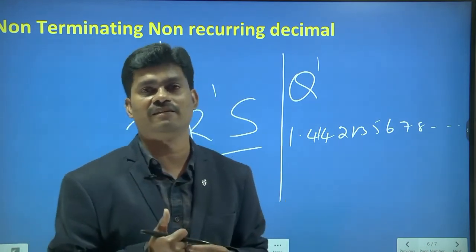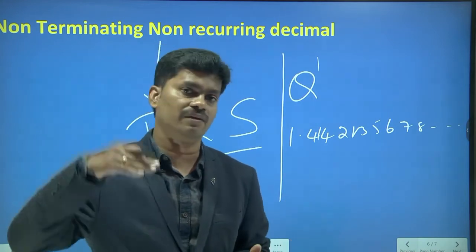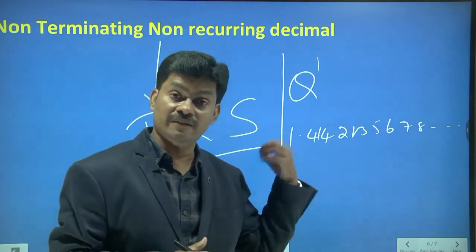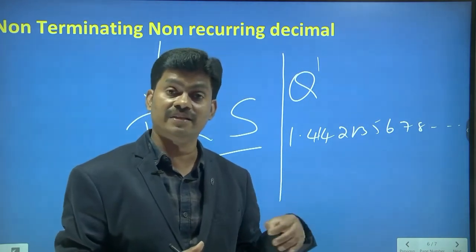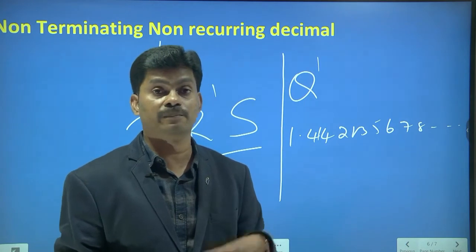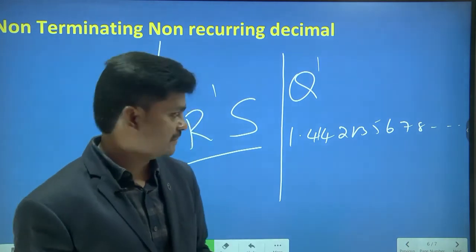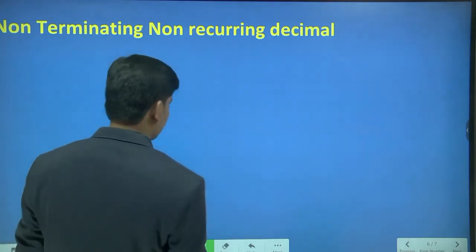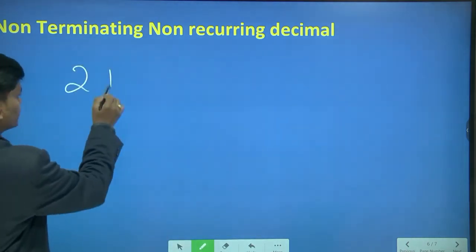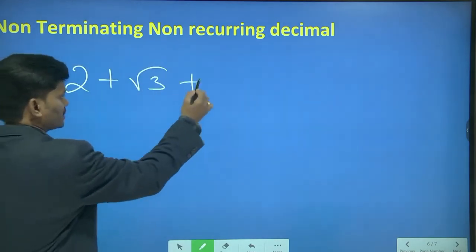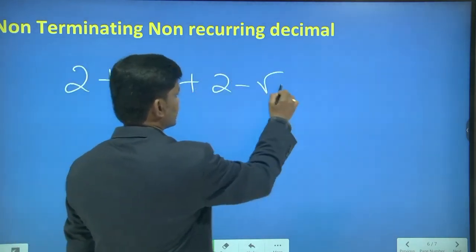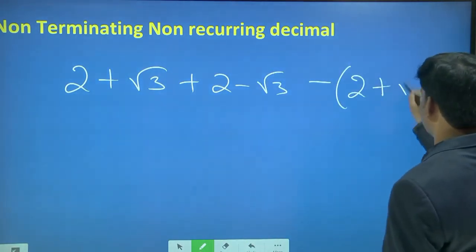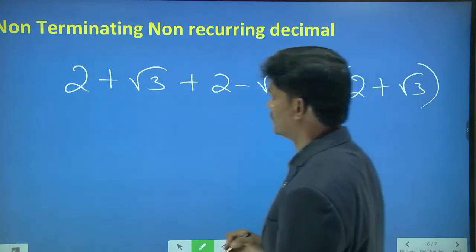Why do we learn all these fundamentals and basics? We can go directly to the problems, no? What is the need of learning the definition of a rational number, the definition of an irrational number, the definition of a mixed recurring decimal? Sometimes the question will be given like this: (2 + root 3) + (2 minus root 3) minus (2 + root 3). This is the question. Simplify.